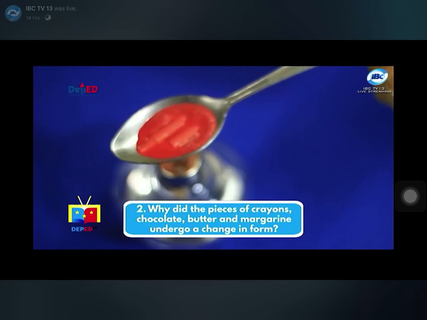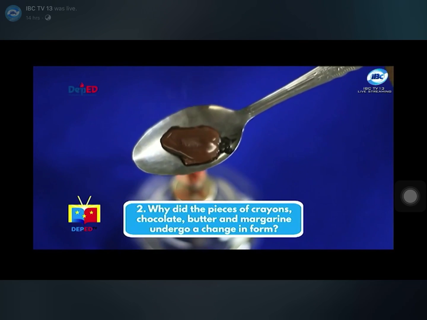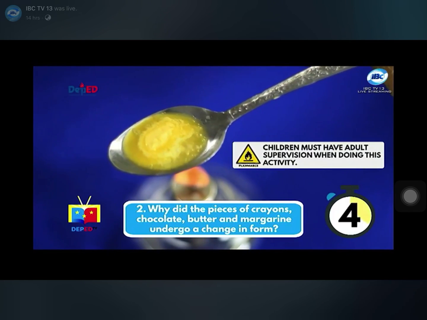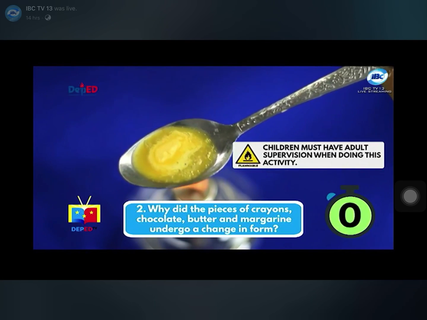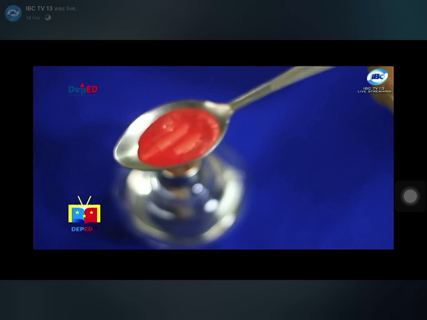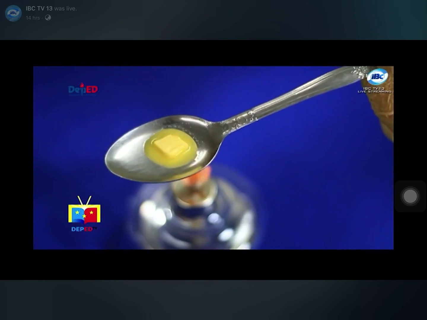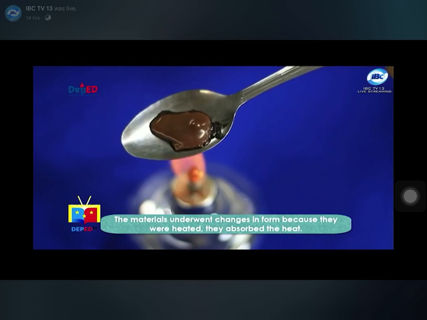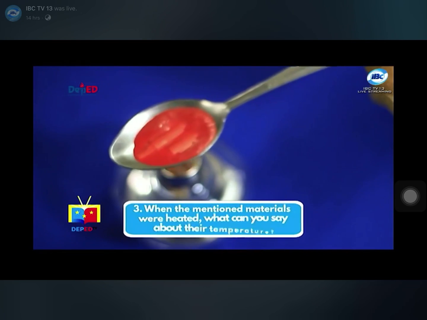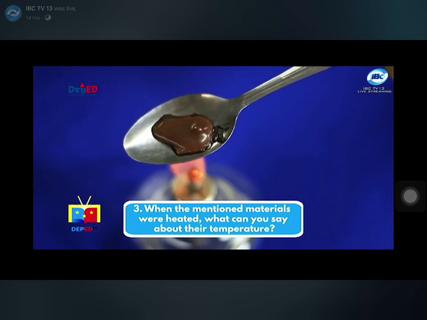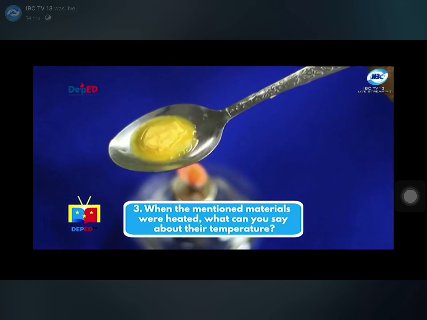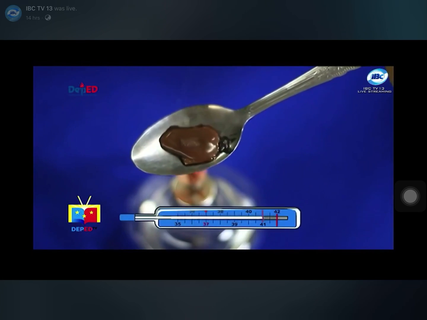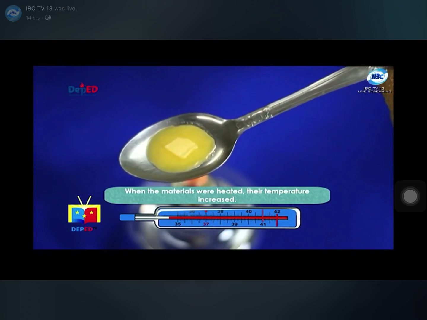Why did the pieces of crayons, chocolate, butter, and margarine undergo a change in form? The pieces of crayons, chocolate, butter, and margarine underwent change in form because they were heated. They absorbed the heat. Number 3. When the mentioned materials were heated, what can you say about their temperature? When the materials were heated, their temperature increased.